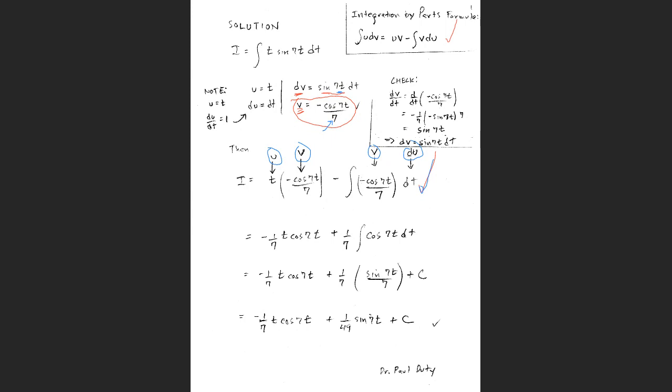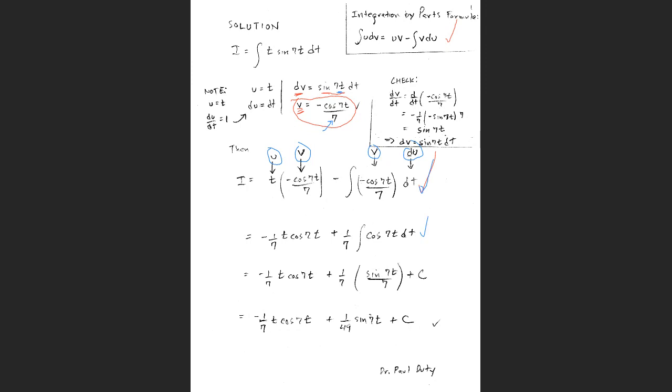If it were just the antiderivative of the sine of 1t, you'd have negative cosine of 1t. That's correct. But because you have the 7t there, you have to make that adjustment. All right, great.